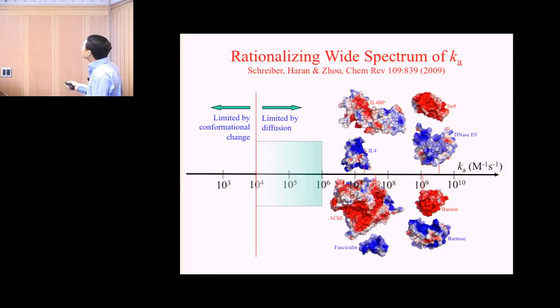So take, for example, this well-studied system, Barnase and Barstar. This is an enzyme. This is a protein inhibitor of this enzyme. This is the enzyme that cleaves RNA, so it's a nuclease.